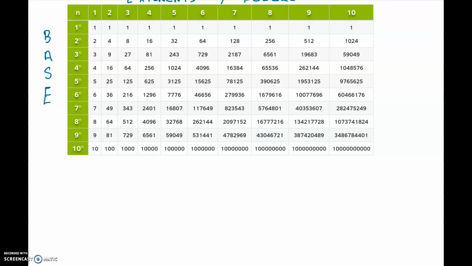For example, let's say you wanted to know 4 to the power of 7. Well, 4 is the base and 7 is the exponent. On the bases down the side, you'd look up 4, and the exponent is 7, so that's here. So 4 to the power of 7, you'd go over to where those two lines coincide, which would be 16,384.